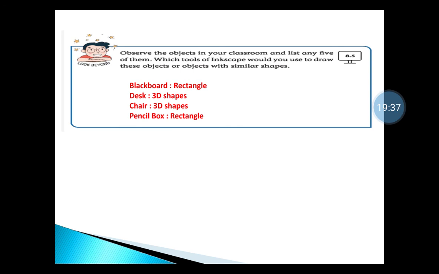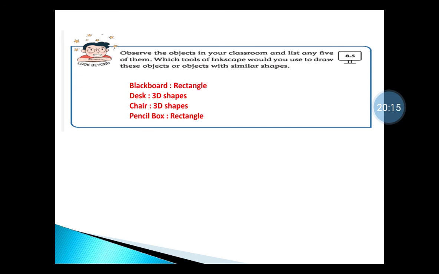Here I have already written 4 examples. If you want to write some more items, you can write here. Okay. Blackboard: if you want to create the blackboard, we have to use the rectangle tool. Rectangle shape we have to use to create the blackboard. And desk: if you want to create the desk, we have to use the 3D shapes. And chair also we have to use the 3D shape only. Pencil box, yes, the pencil box also looks like a rectangle, so we have to use the rectangle to create the pencil box.